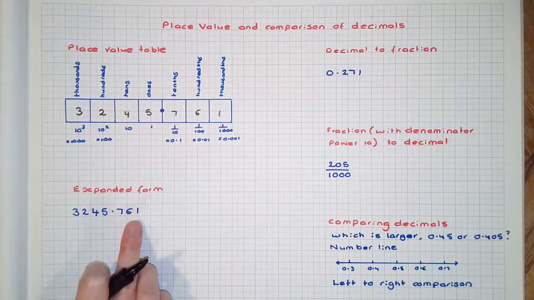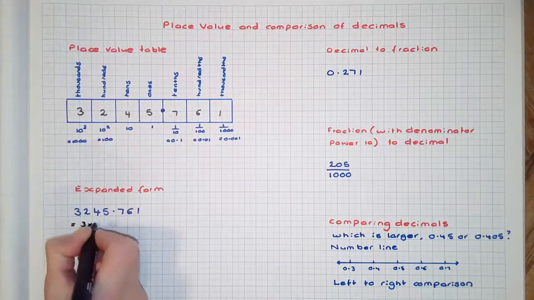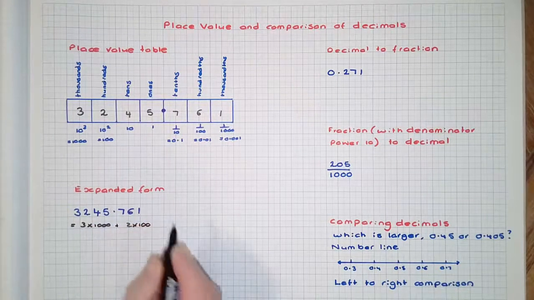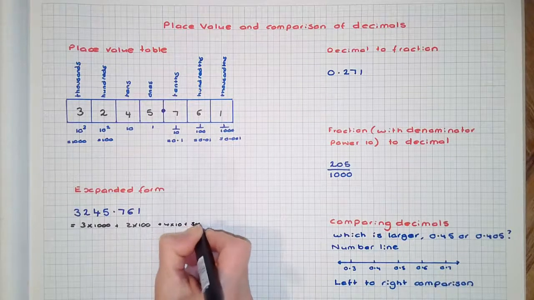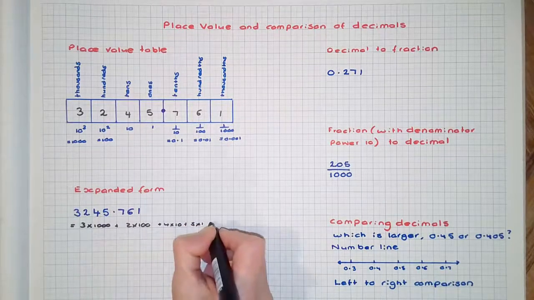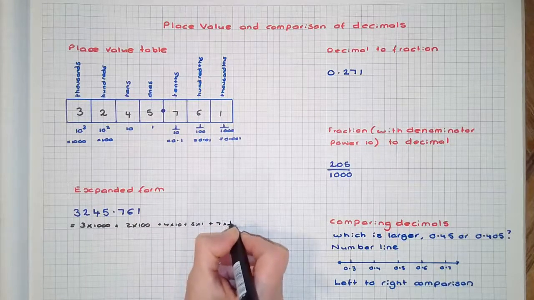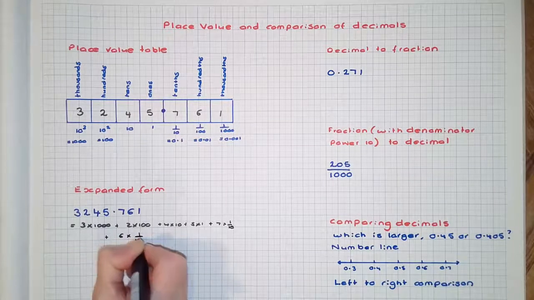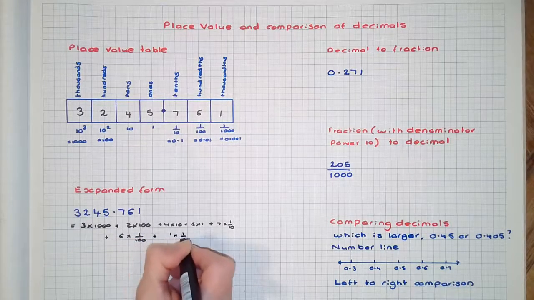3,245.761 can be expressed in expanded form as 3 times 1,000 plus 2 times 100 plus 4 times 10 plus 5 times 1 plus 7 times 1/10 plus 6 times 1/100th plus 1 times 1/1,000th.